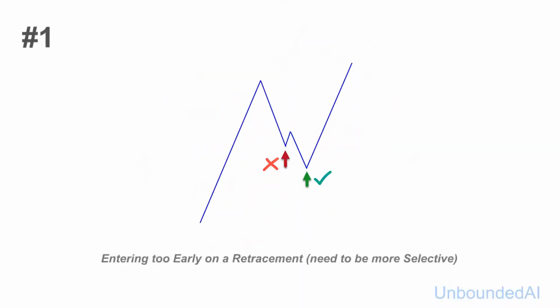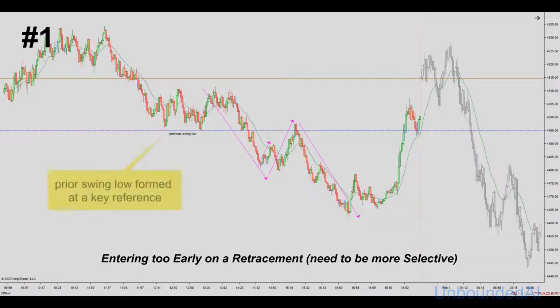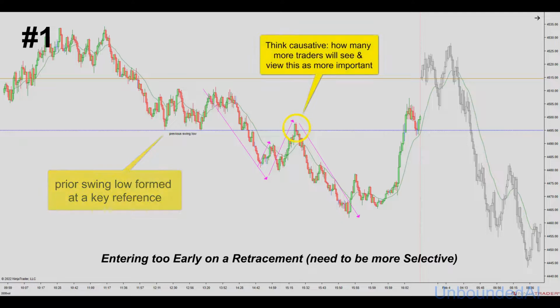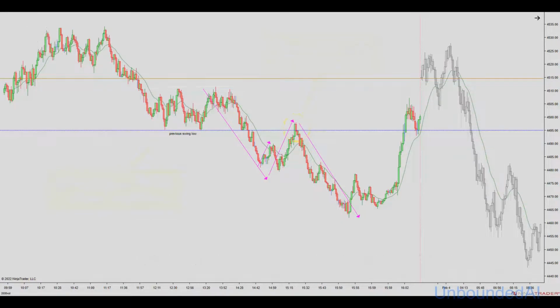1. Entering too early on a retracement, only to see price retrace more deeply, stopping out the trade, before reversing to resume the trend. Videos 4 onward in the series should help with this issue. Here's an example showing that waiting for the retest of the prior swing low was better than the earlier retest of the moving average.